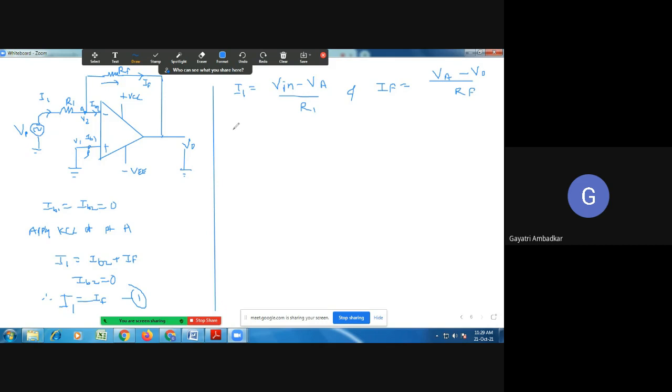Okay, what is your concept of virtual short and virtual ground? Now see, according to this concept, V1 is equal to V2. Now here V1 is equal to 0 because this terminal is grounded. Therefore V2 is also equal to 0. So let's call this 2 and this 3.